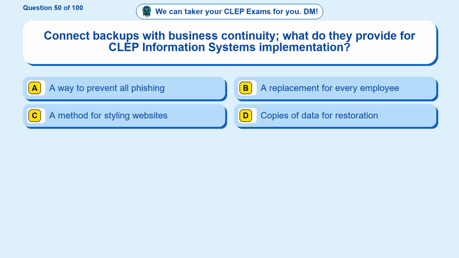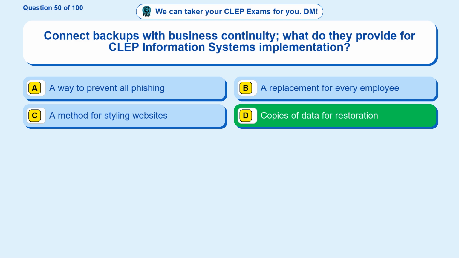Question 50. Connect backups with business continuity. What do they provide for CLEP Information Systems implementation? Option A. A way to prevent all phishing. Option B. A replacement for every employee. Option C. A method for styling websites. Option D. Copies of data for restoration.